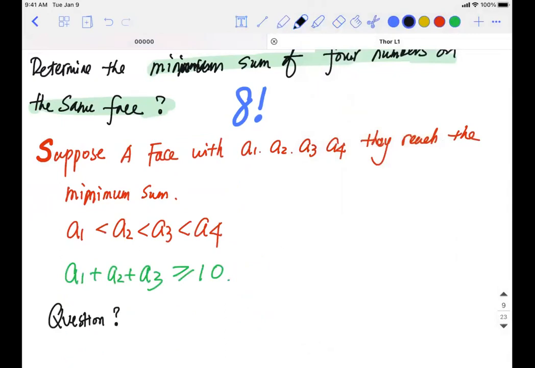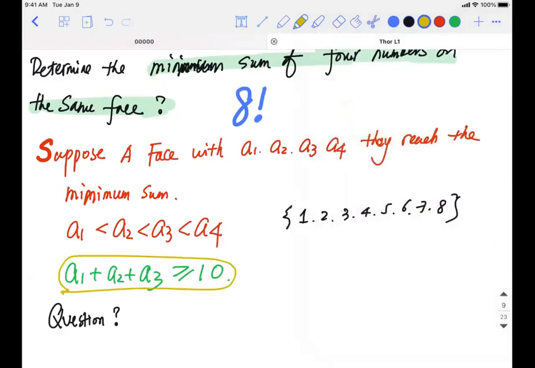For these 4 numbers, A1, A2, A3, A4, they are chosen from 1, 2, 3, 4, 5, 6, 7, 8, right? And now you're telling me that A1 plus A2 plus A3 must be greater or equal to 10, according to this question, right? Then who can tell me, if three numbers are chosen from 1, 2, 3, 4, 5, all the way to 8, and adding them together must be greater or equal to 10, is there any constraint for this A1, A2, A3? They can't be too small, right? If you're choosing 1, 2, 3, of course, you won't be able to have these three numbers adding together greater or equal to 10.